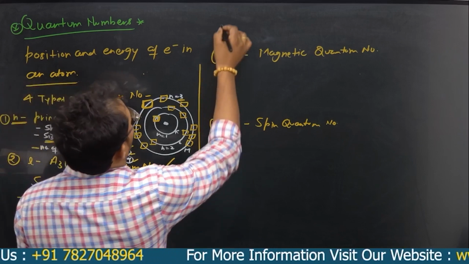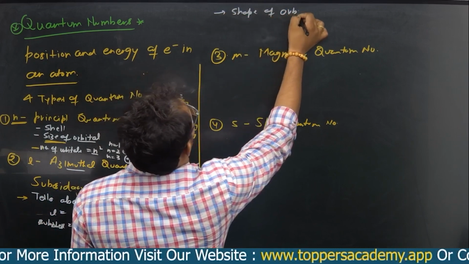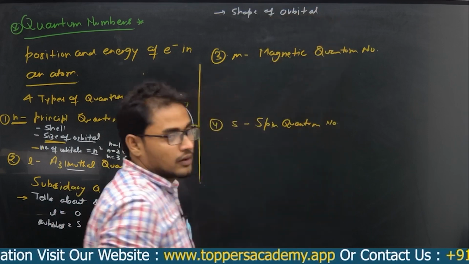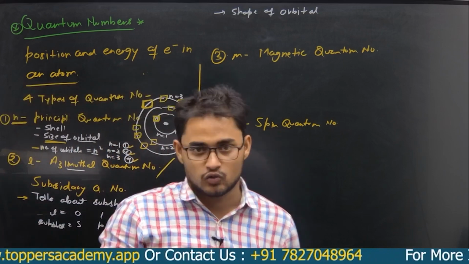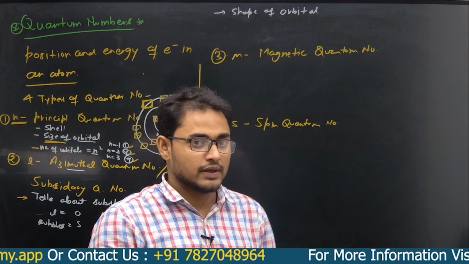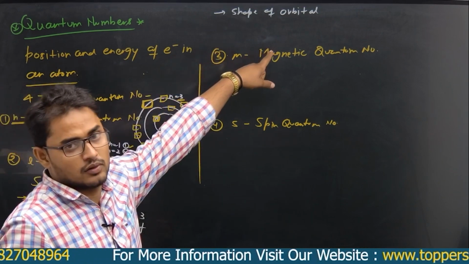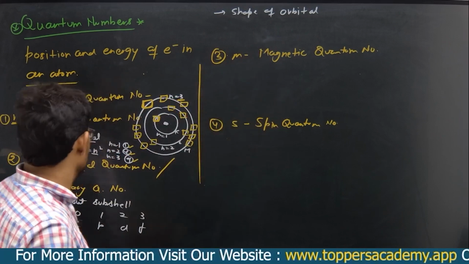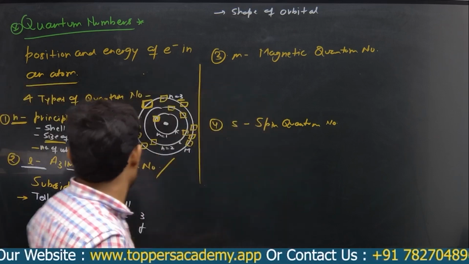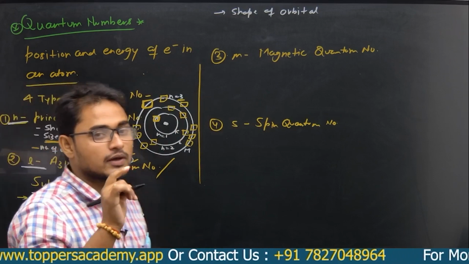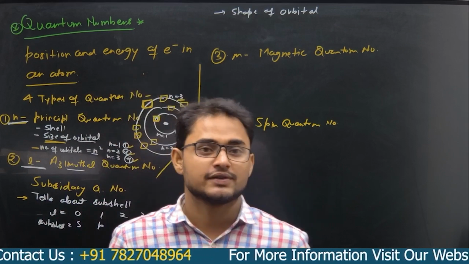It also tells about the shape of the orbital. The azimuthal quantum number also tells about the shape of the orbital. What is an orbital? It is the house of an electron. And what is the information we are getting here? We are getting the shape of that house in which the electron may be present. So the l value decides the shape of that orbital, but the n value decides the size of that orbital.